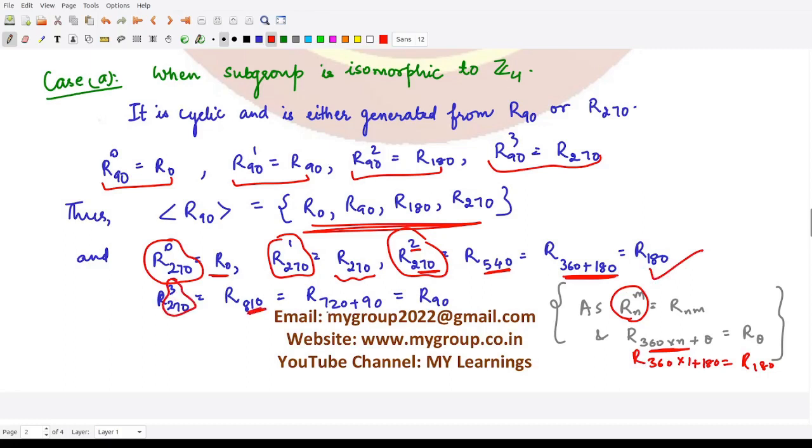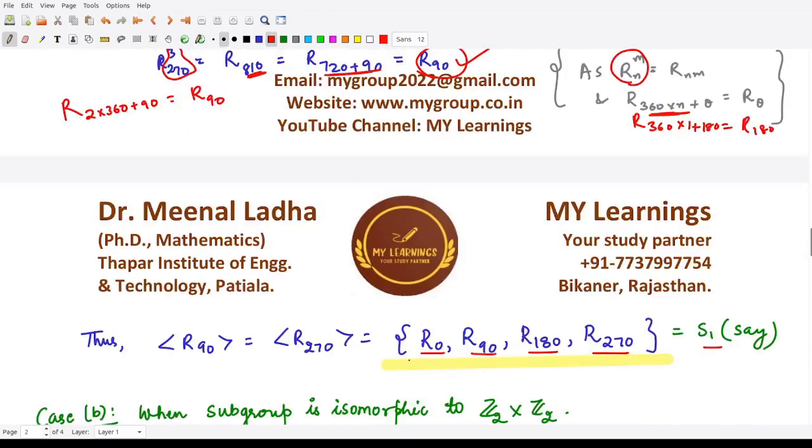810 you can break down as 720 plus 90. Now 720 is 2 into 360. So you have R of 2 into 360 plus 90. So this would be R90, right? So this is R90. So you see these 4 elements are already present within this group. So this is basically equal to R270 in this particular case, right? So we obtain one subgroup S1 from it. We are calling it S1, correct?